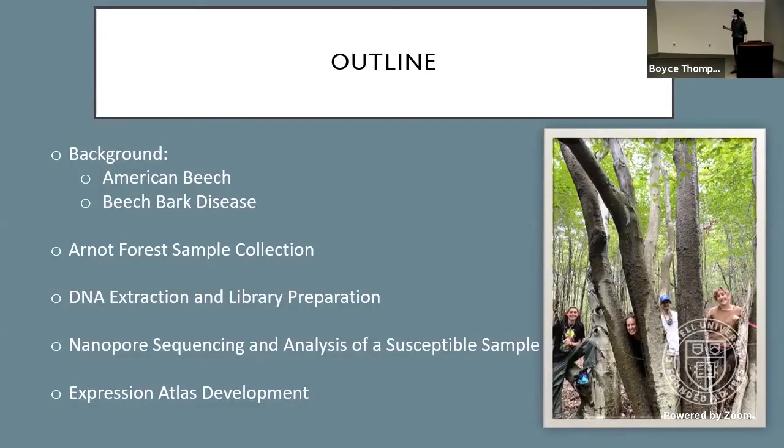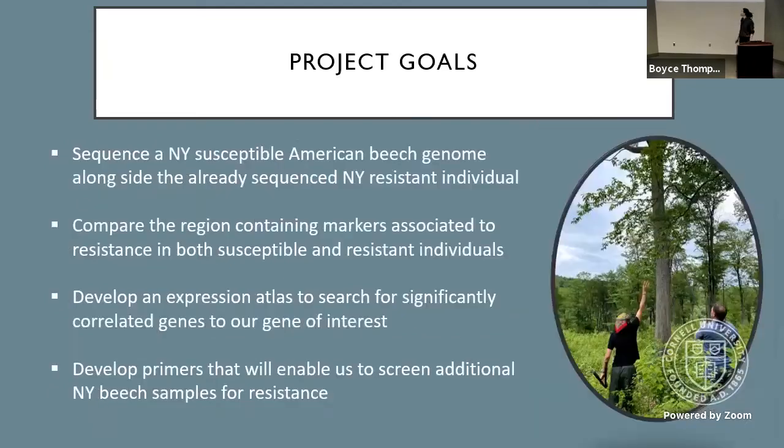So I'm just going to give a brief background about beech trees and beech bark disease and how its population is declining pretty rapidly. And this is me, Dr. Susie, Dr. Adrian, and Isa, who helped us collect some samples from our knot-4s.